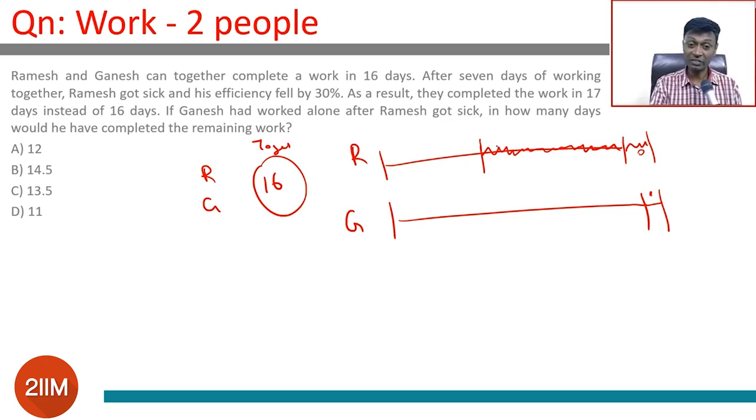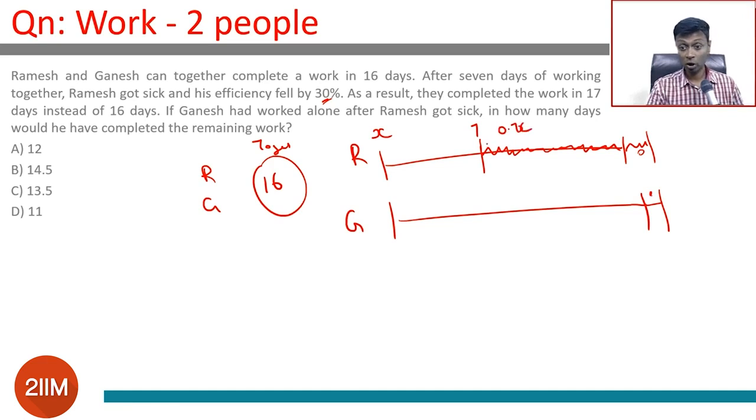But they finished it in 17 days. If Ganesh had worked alone after Ramesh got sick, in how many days would he have completed the remaining work? Wonderful. Let's plug this in. The efficiency falls by 30%. Let's say Ramesh brings in x every day. After 7 days, this is the 7-day mark, he brings only 0.7x.